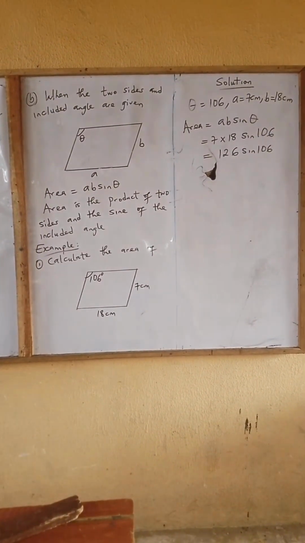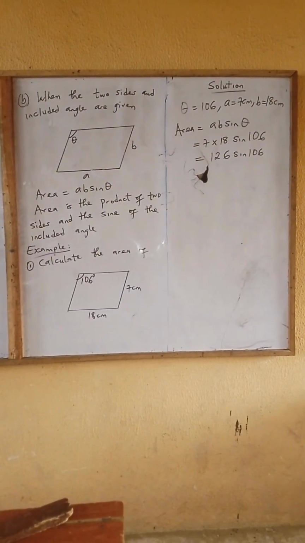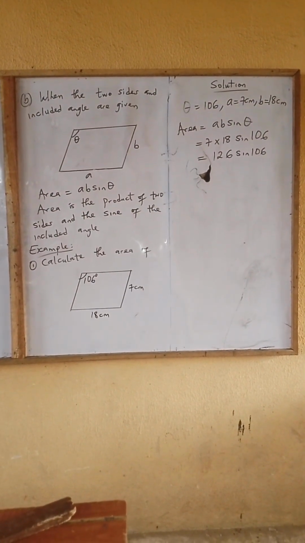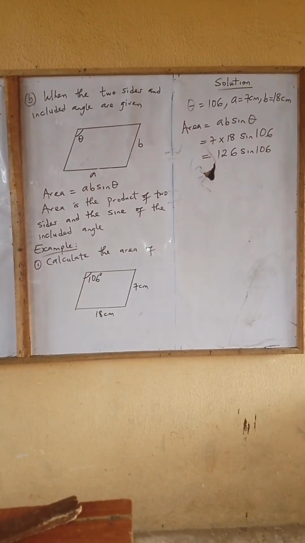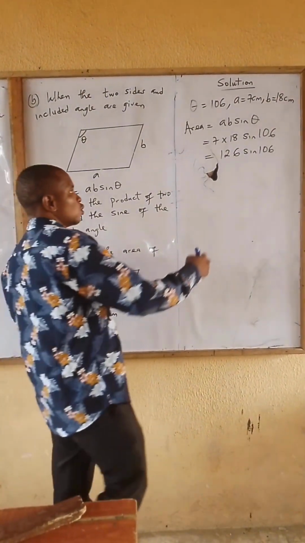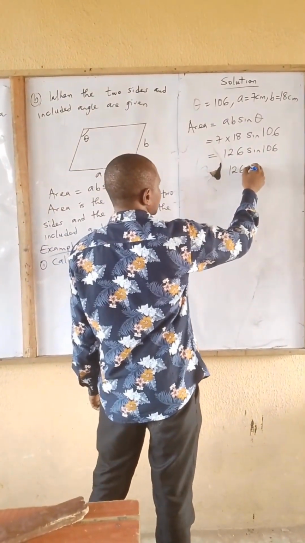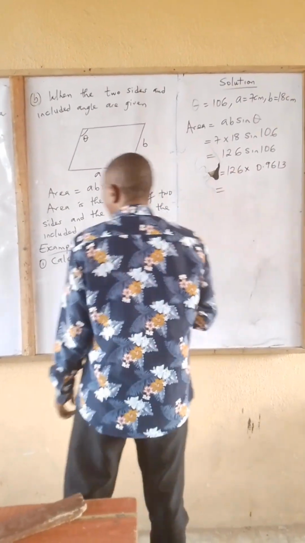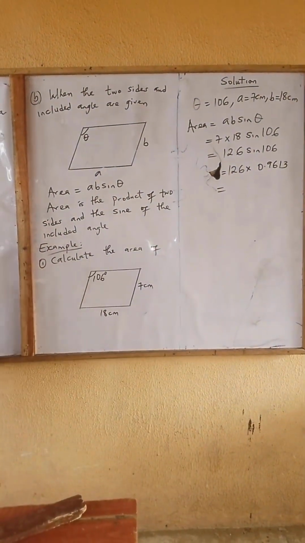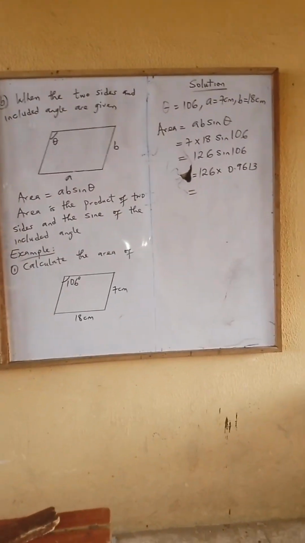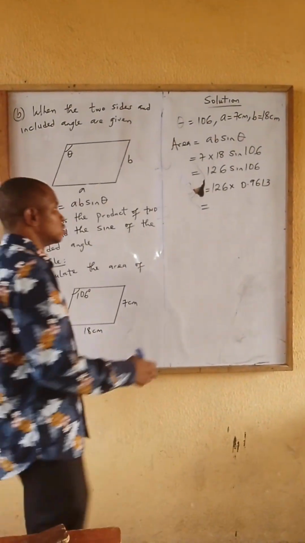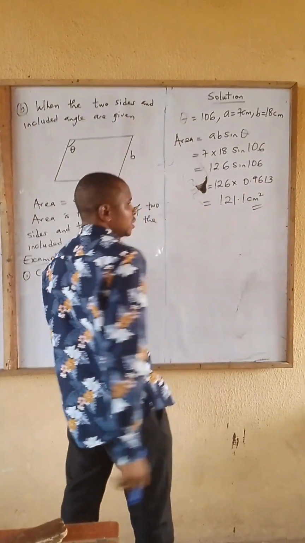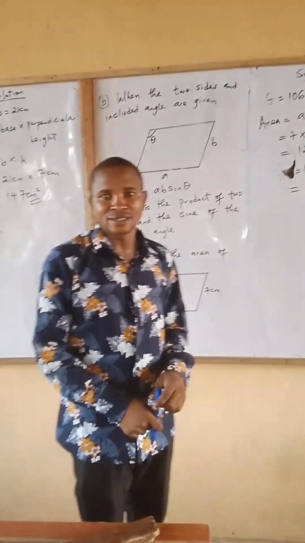Then we are going to multiply. We can also find the value of sine 106 first, which is 0.9613. Then we are going to multiply, and by the time we multiply, our result will be 121.1 centimeter squared.